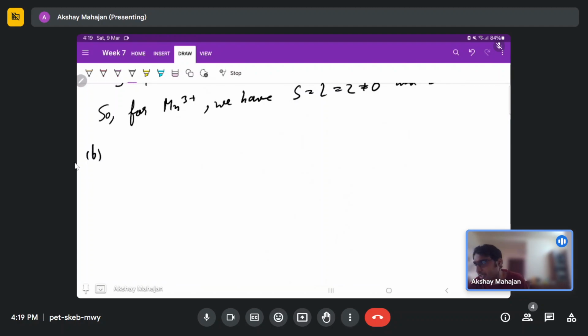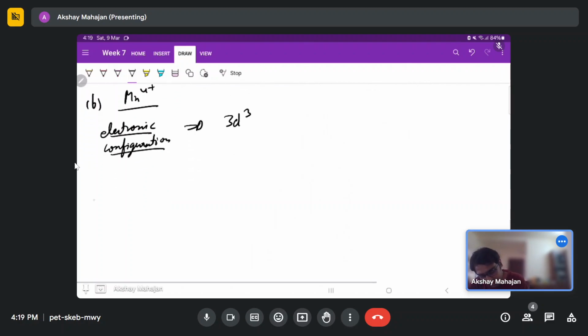And then B part, we have to check it for Mn4 plus. We know that if Mn3 plus is there, then Mn4 plus is not going to be that, because that J equals to 0, as we know, it comes for 3d4 cases only. And here we can see the electronic configuration. That is going to be 3d3 again.